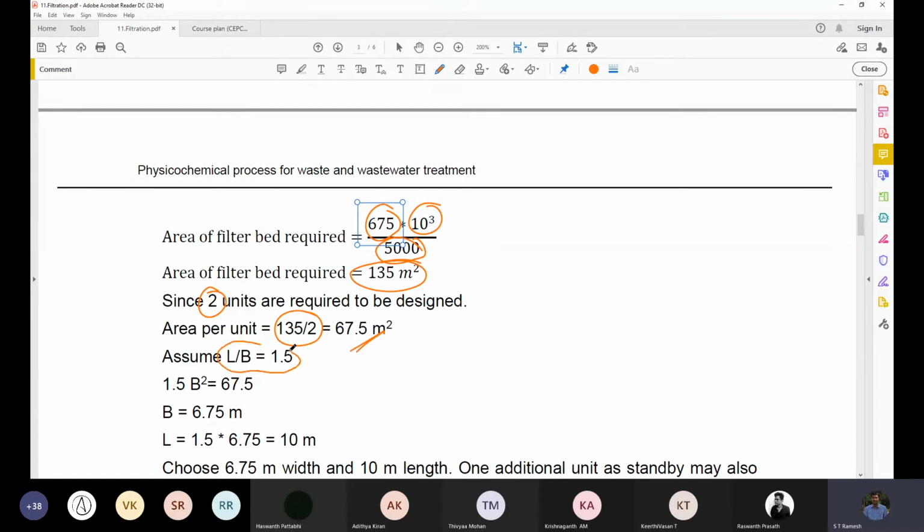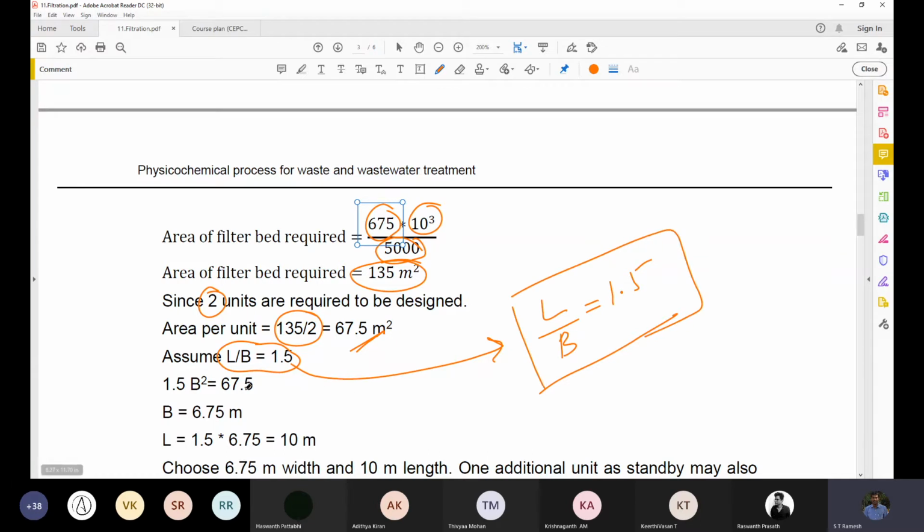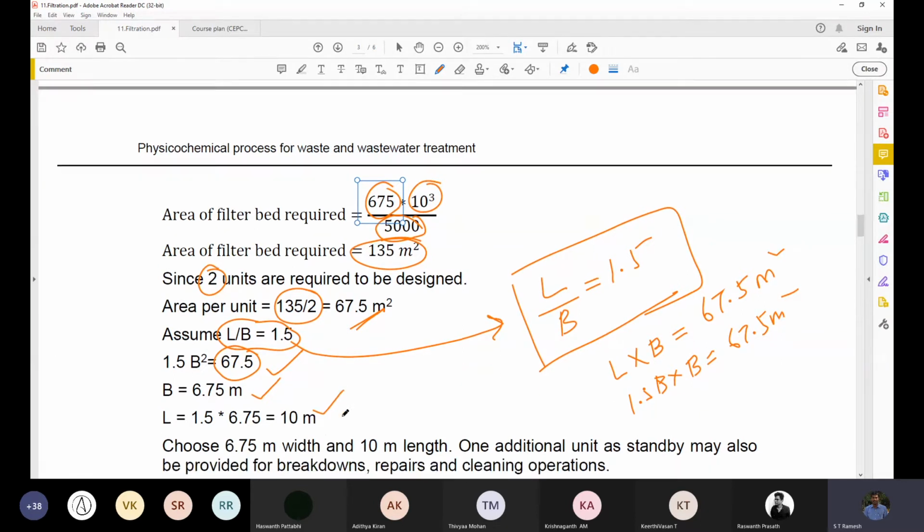Now for the design aspects, you can assume L by B equal to 1.5, or length is equal to 1.5 times the width of the filter. You can now substitute: L into B is equal to 67.5 meters square. L can be replaced as 1.5 B into B, which is equal to 67.5. 1.5 B square equals 67.5. Thereby, the width of the filter is 6.75 and length is equal to 1.5 times 6.75.